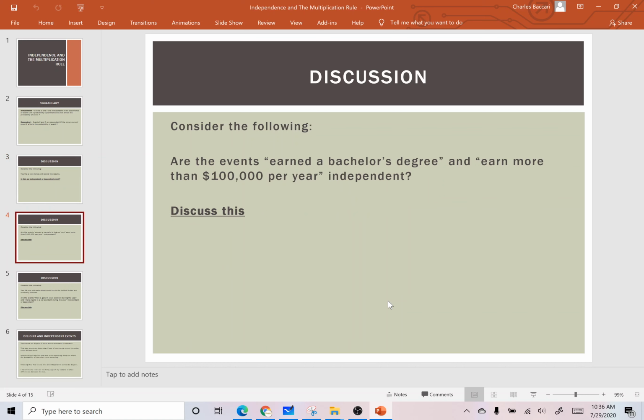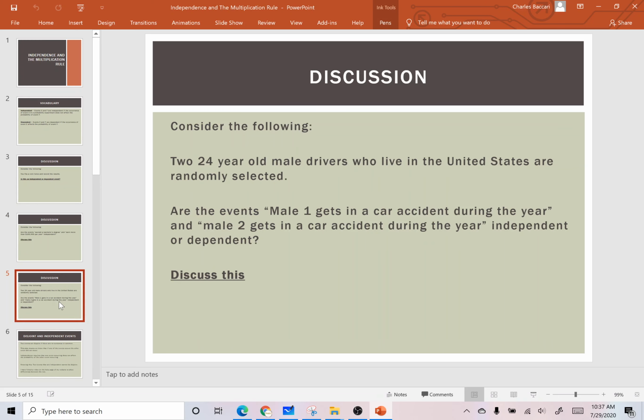Consider the following. Are the events earned a bachelor's degree and earns more than $100,000 per year independent? Well, some of the people who have a bachelor's degree earn more than that, and those opportunities are only enabled because they have their bachelor's degree, so these are dependent. For instance, if you want to be a teacher, you have to have a bachelor's degree, and some teachers can make upwards of $100,000, so that's what I'm referring to.